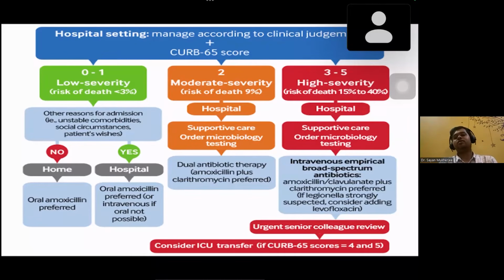If it's moderately severe, oral amoxicillin plus clarithromycin. And if it's very severe, amoxiclav IV plus clarithromycin IV. And it's all on the basis of the CURB score.